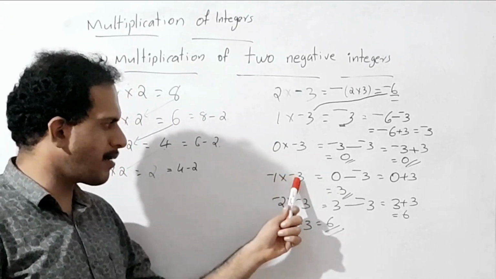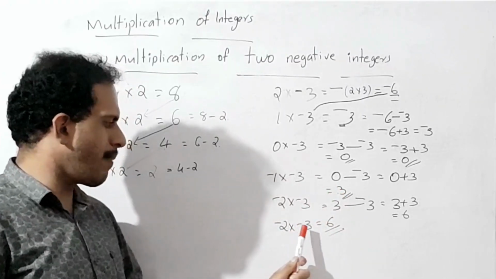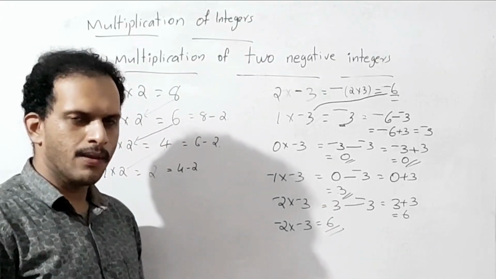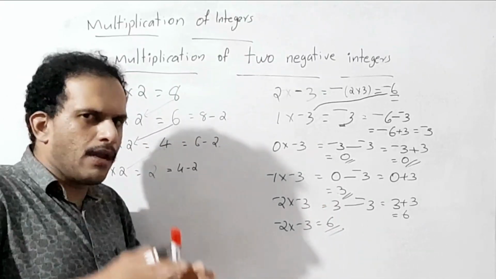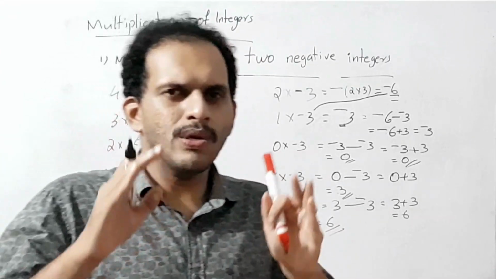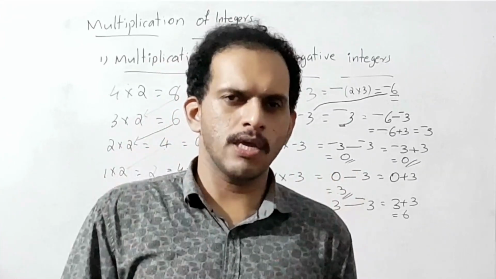Here, minus 1 into minus 3, the answer is 3. 3 is positive. Minus 2 into minus 3, the answer is 6. 6 is positive. Okay? You got it? Now we are generalizing: if we multiply two negative integers, the answer is always positive.